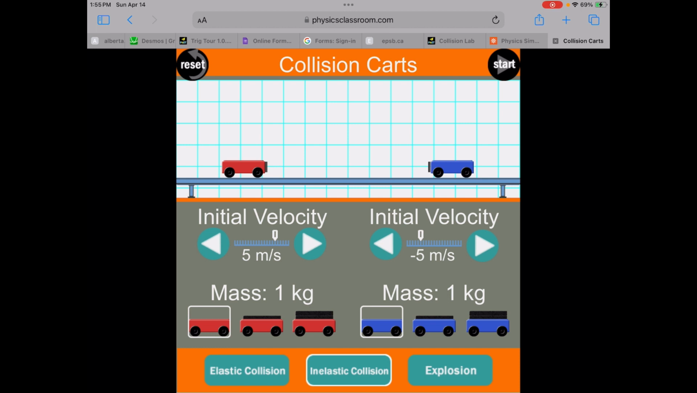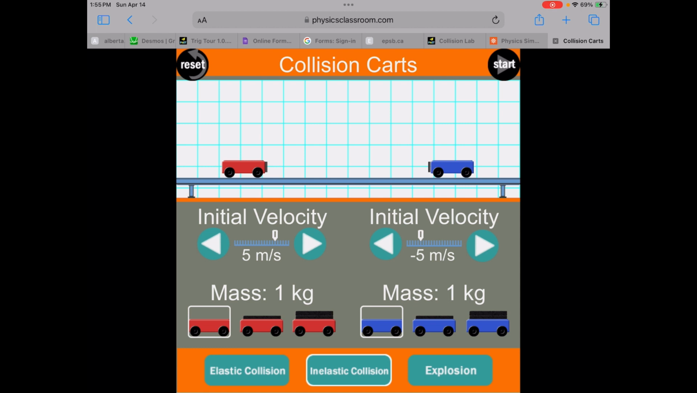The red cart has an initial momentum of positive 5 kilogram meters per second because it has a mass of 1 and a velocity of 5 meters per second. And the blue has a momentum of negative 5 kilogram meters per second. So what's the total momentum in the system right now? 0, right? 5 plus -5. What will the total final momentum be in the system? Without even thinking about it, we can say 0, right? It has to be the same, the law of conservation of momentum.